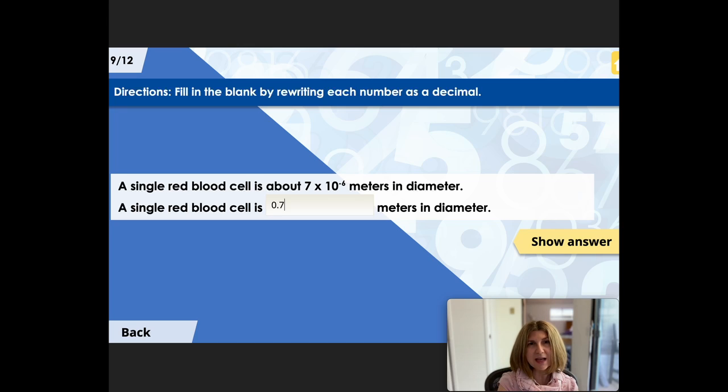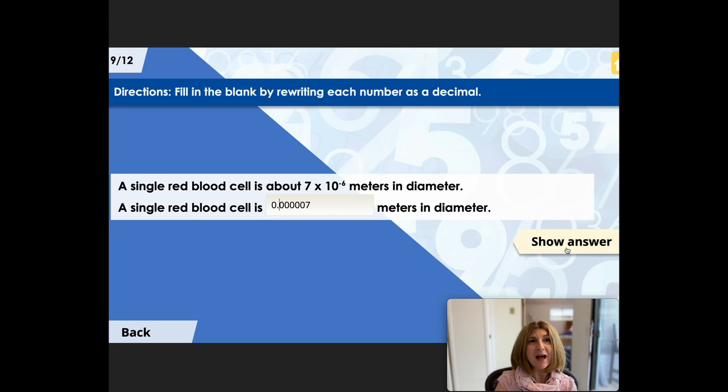So I'm going to put in a 7, and then I'm going to use my back arrow. I'm going to type in 1, 2, 3, 4, 5. Now let's check and see, are there 6 total? If I start over here on the side of the 7, I go 1, 2, 3, 4, 5, 6. So that is 7 times 10 to the minus 6.